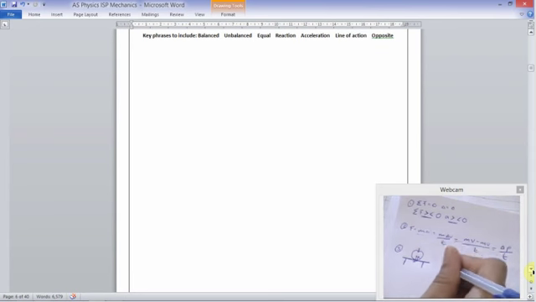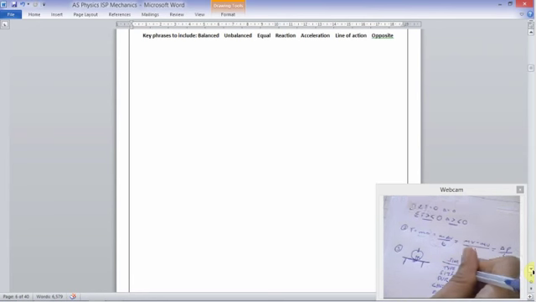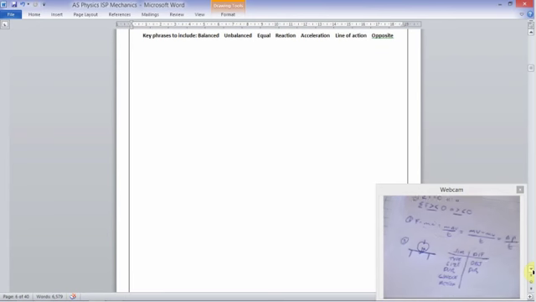The similarities are the same type of force, same size of force, same duration of force, and the same line of action. However, they act on different objects and they act in different directions. Okay, so there's your similarities and differences for third law pairs.